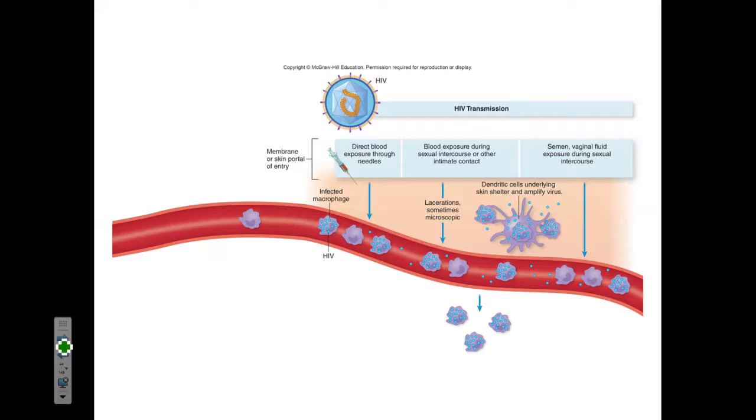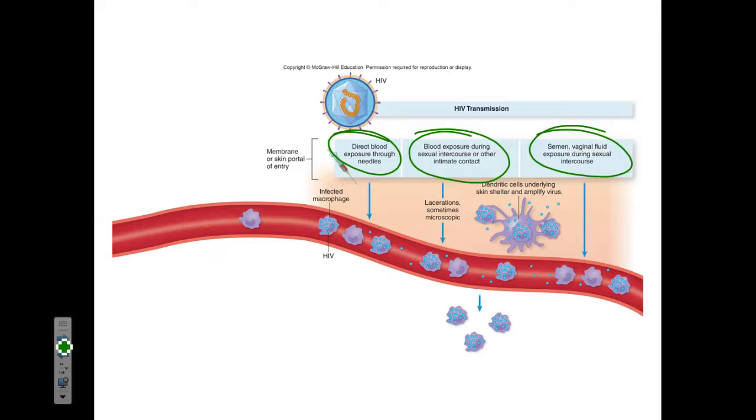Generally speaking, HIV needs to get into the body to cause infection. That's pretty generic or straightforward. HIV can get into the body primarily from fluids associated with sexual intercourse, or from blood exposure, or less commonly through direct blood exposure from needles or sharing IV drugs.